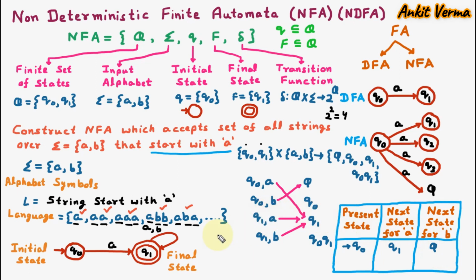Now the next state, which is Q1. So here I am putting the Q1. This Q1 is the final state. That's why I am putting the star here. So from Q1 present state, if A is coming, then for A we are coming back to Q1. And from Q1, if B is coming, then again we are coming back to Q1. So this is the transition table. So we have designed NFA and the transition table for the language where string start with A.